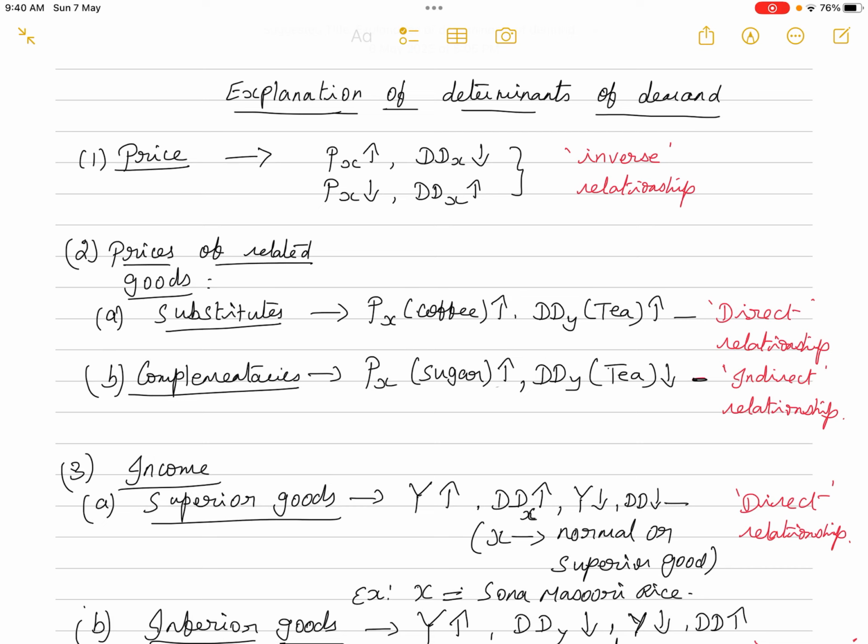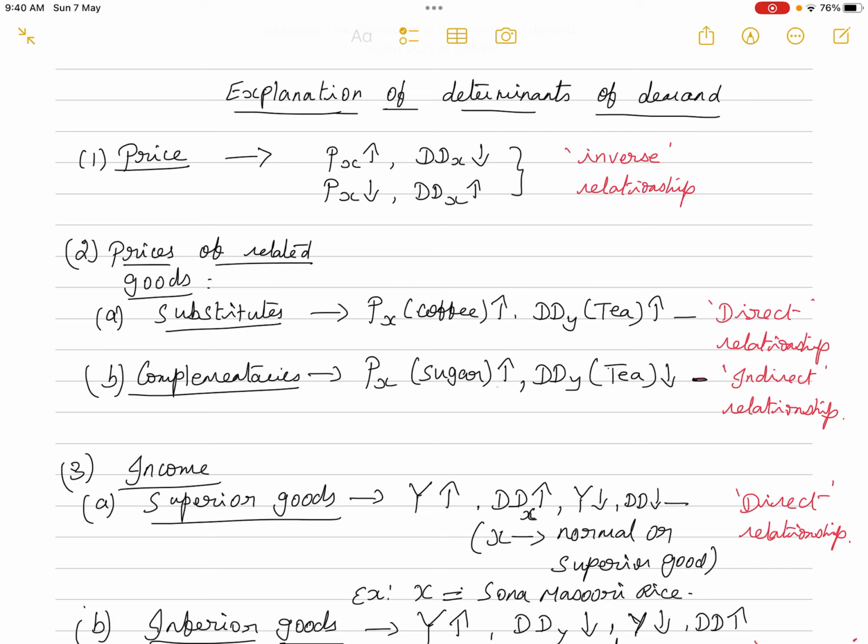Then the other type of related commodity is the complementaries. So complementaries is something where you need to consume commodity Y also in order to consume commodity X. So 2 or more goods are needed in order to satisfy one particular want. That is complementary. Either of one commodity can be used in order to satisfy a particular want, that is substitute. Complement is both the goods are needed in order to satisfy one particular want.